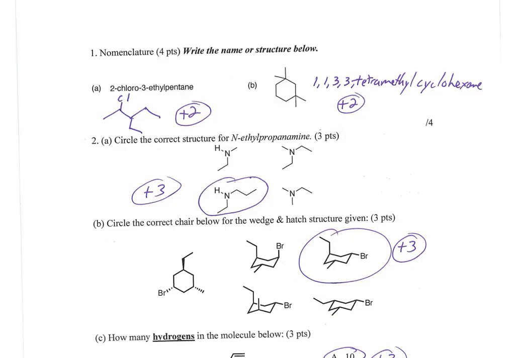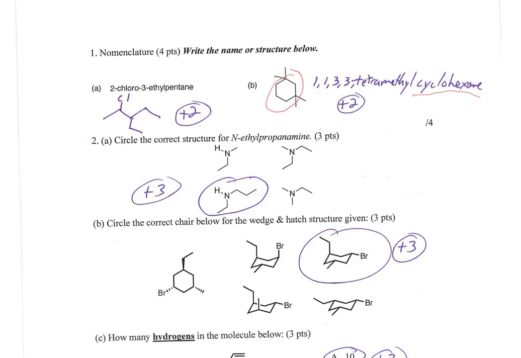This one, it's a ring, right? And it's 6, so it's cyclohexane. There's 4 methyls off of it, 1, 2, 3, 4. All right, so it's a tetramethyl. And which carbons are those on? 1, 1, 3, 3. Tetramethylcyclohexane.